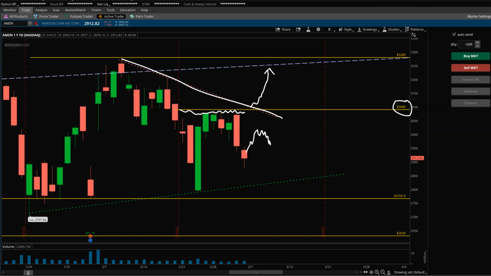Otherwise, if it goes like this and then just see if this trend line holds or not, we get a bounce here and then a breakdown. But that's the sort of the structure I'll be keeping an eye on to trade Amazon.